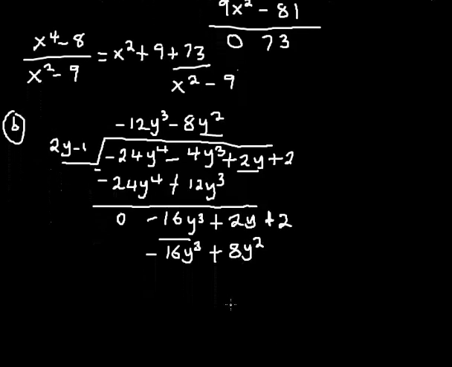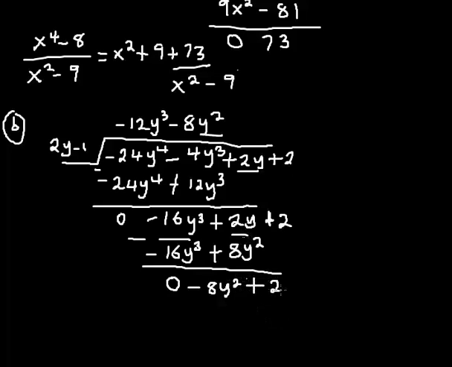Okay, so let's subtract. This will be 0. Then here I'm having plus 2y. Let's start with this already. 0 minus plus 8y squared, so that's going to be minus 8y squared. And of course, plus 2y. Then plus 2.